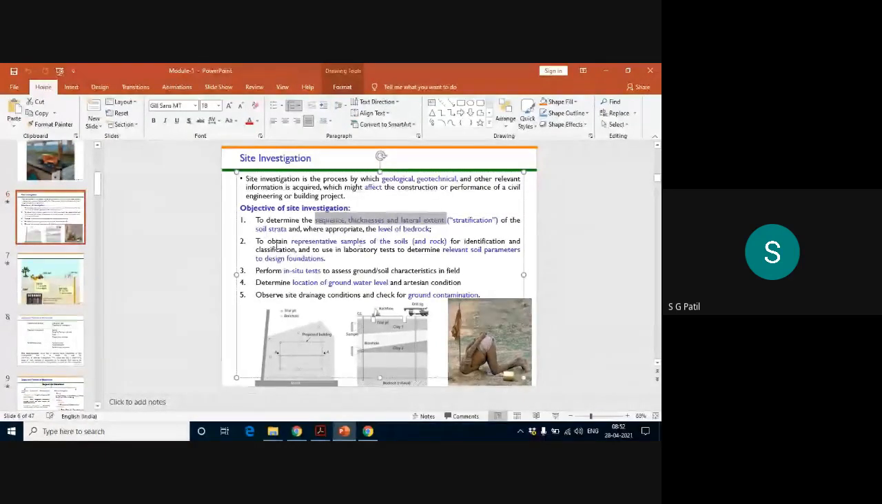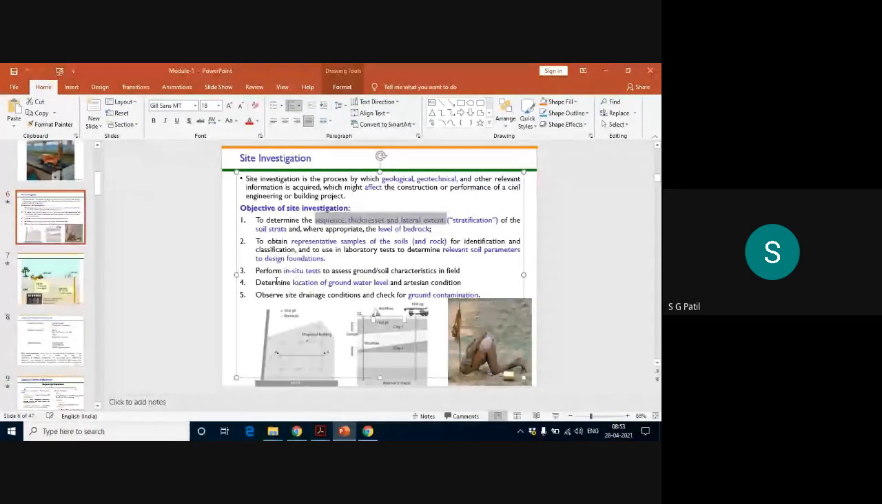You have to collect whatever soil samples are present at the different depths, and test them in the laboratory. That is the second objective. Then the third objective is to perform some in situ tests at the site itself. So that is my third objective.